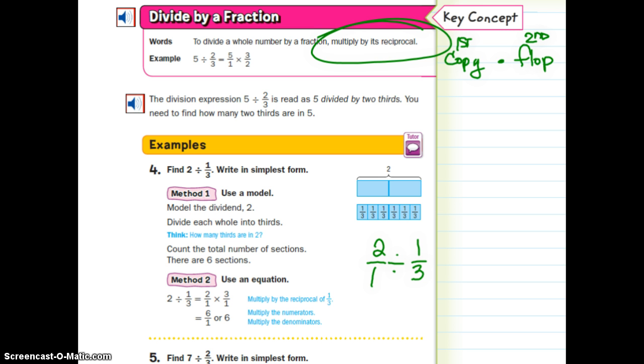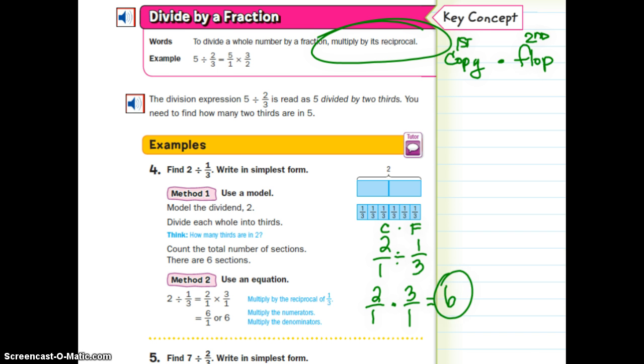Now, what I see people doing a lot is trying to take their problem and start messing with it, and the next thing you know, you don't know what your problem is. Please do not do that. Leave your problem alone and do your work below or beside it. Copy, dot, flop. Copy, dot, flop. So the answer is 6.